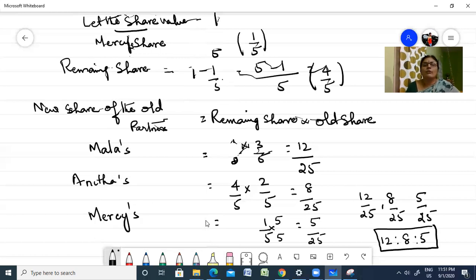So now here you have 1 by 5. This is again 4 by 5: 5 minus 1 is 4 by 5. I hope you understood this problem. So the new share of the old partner is remaining share into old share, which is 4 by 5 into 3 by 5.